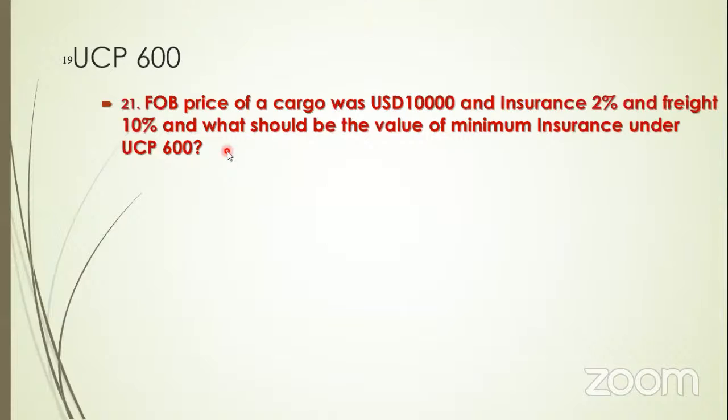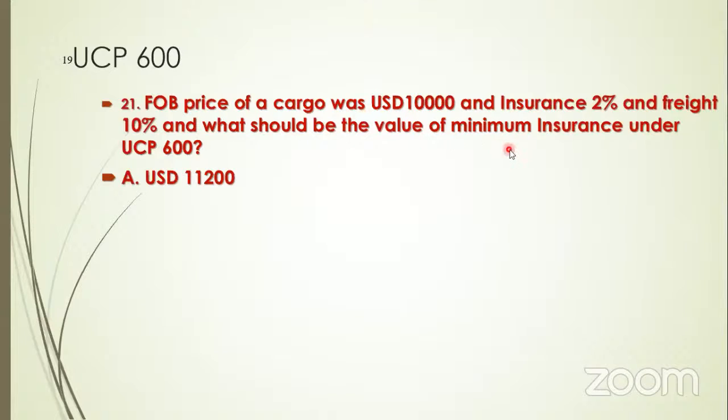Note down the rule. The minimum insurance in international cargo, as per UCP guideline, is 110% of, not FOB value, 110% of CIF value. Agreed or not? How many of you understood? Now you have to find out the CIF value. What is the CIF value? 10,000 is the FOB value. Plus 2% you add. Again plus 10% you add. How much will you get? You work it out. You will get the CIF value. On that again 10% you have to add. That is the minimum.